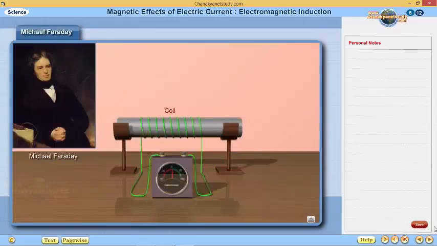Michael Faraday in 1821 found that electricity could produce rotatory motions. Today's electric motors are based on this principle. In 1831, he showed that relative movement between a magnet and a coil of wire could induce electricity in the coil, an idea which gave birth to modern generators.